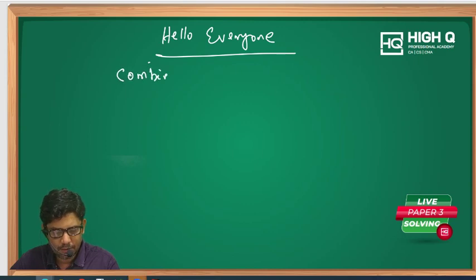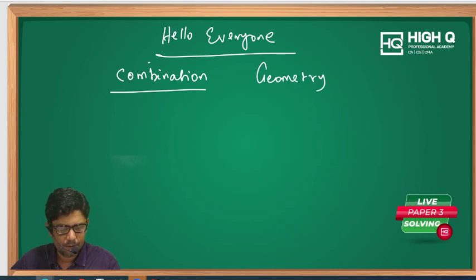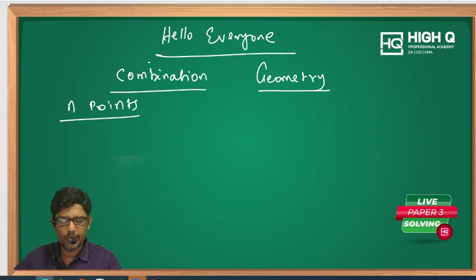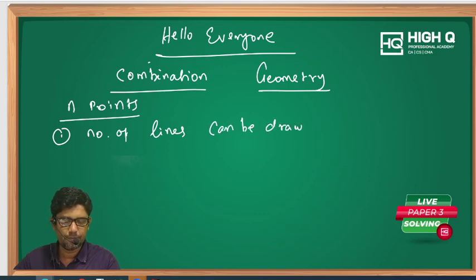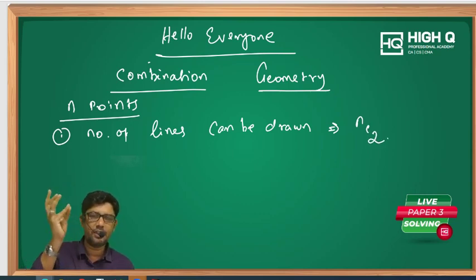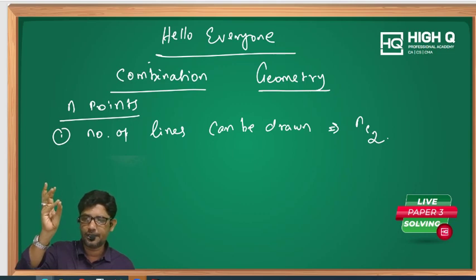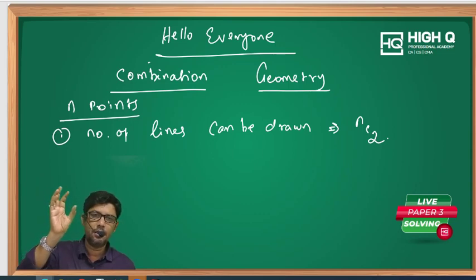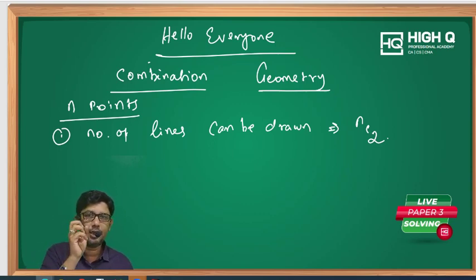In combination, its application in geometry. I want you to remember this. If there are n points, the number of straight lines that can be drawn is nothing but nC2. For example, if there are 10 points, we can draw 10C2 lines. If there are 20 points, we can draw 20C2 lines.